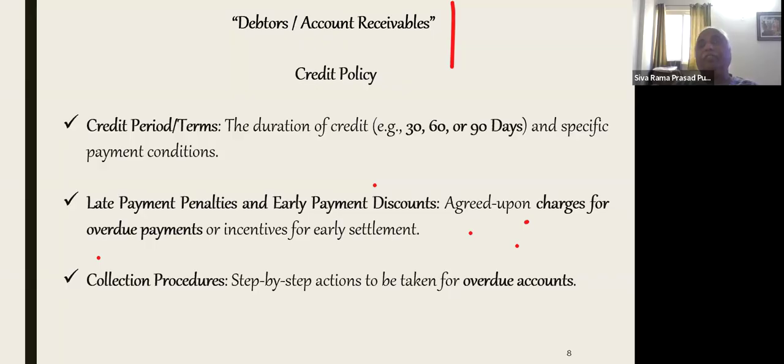So the collection team is also there. The collection team is there for real estate. The collection team is there in other companies or industries also. Steps taken or initiation taken on the overdue accounts. How are they taking?